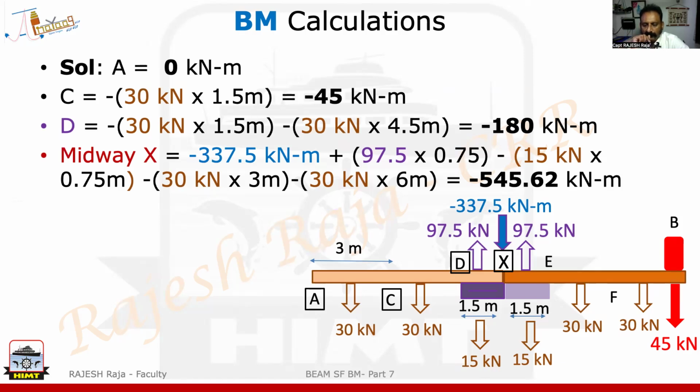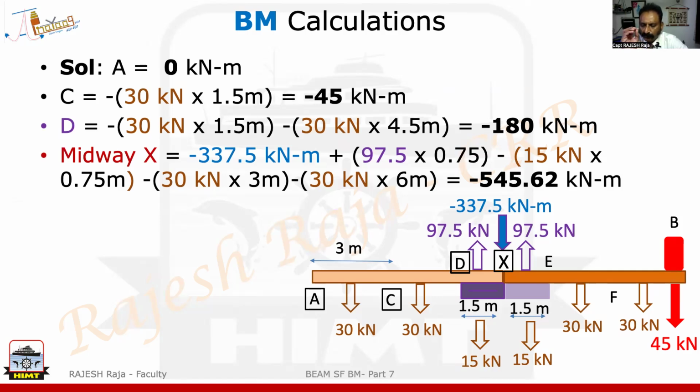But let us look at the other values. Between D and X, I have a 97.5 with a center of gravity at 0.75 in the positive direction. Just come to the bottom of this, you have a 15, which is also at 0.75. But after that, you have two forces, which are minus 30 into 3 meters and minus 30 into 6 meters, which I've calculated from the look of the diagram itself, you can calculate. And it amounts to minus 545.62 kilonewton meter. This is the maximum BM you will get at X.